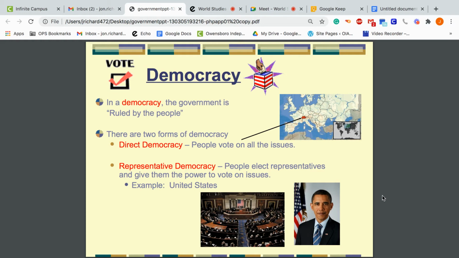Yes, that's right. So what we have is a representative democracy. A representative democracy, people elect representatives and give them the power to vote on issues. Okay? So what we were just talking about. People elect representatives and give them the power to vote on the issues. An example of that is the United States, obviously.